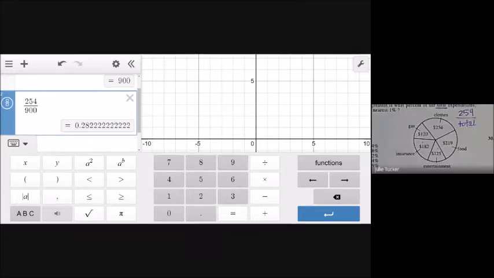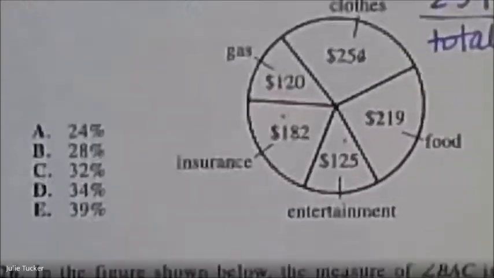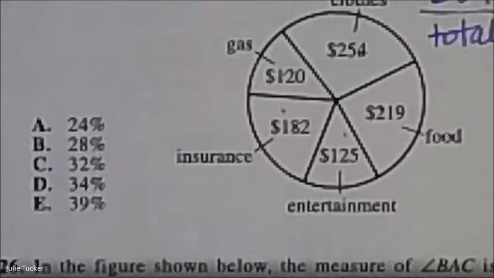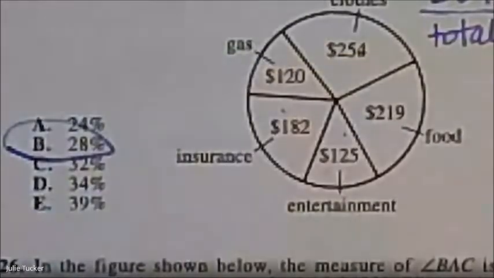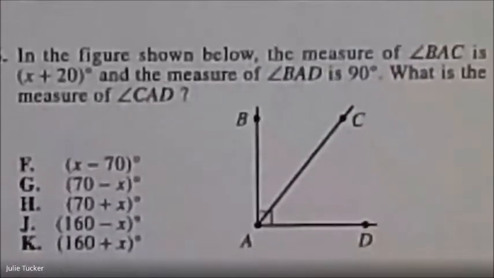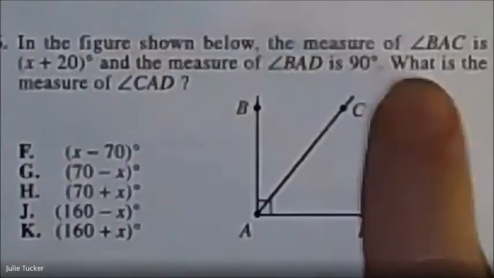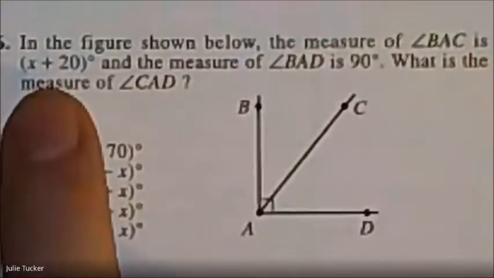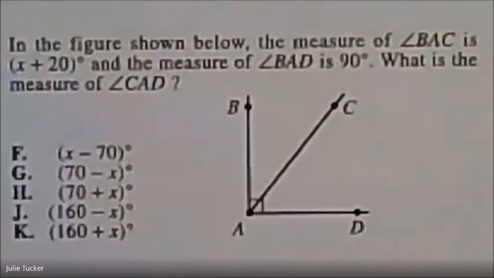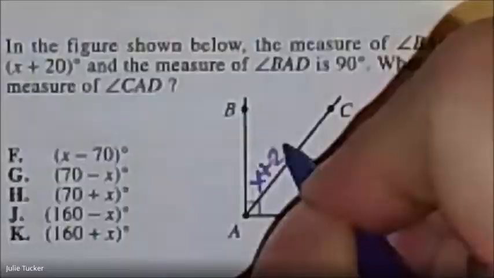Good. So now we're going to pick the right choice. Number 26. In the figure shown below, the measure of angle BAC, you see that right there, right? Is x plus 20 degrees. I'm going to put that label on there. BAC is x plus 20.